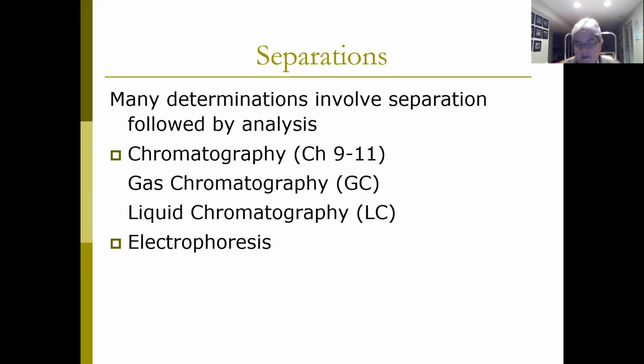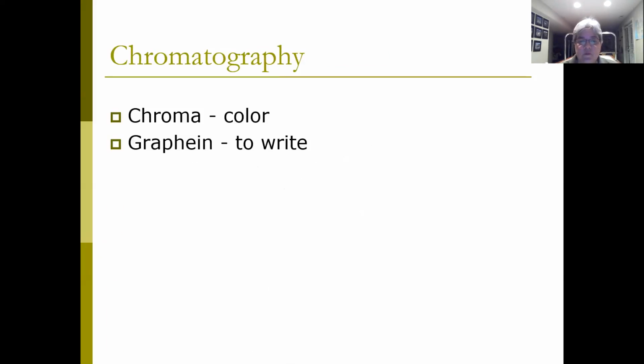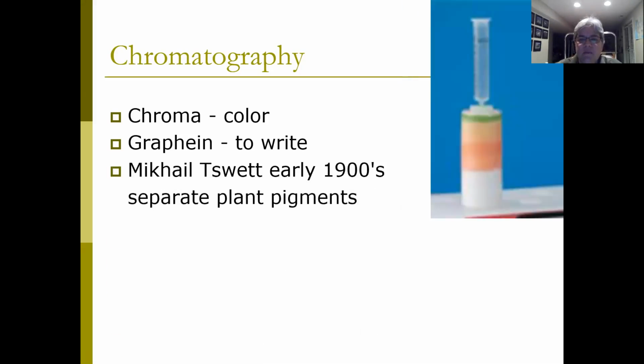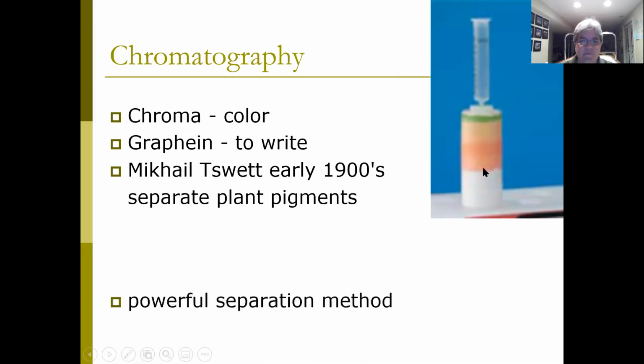Okay, so chromatography comes from 2 Greek words. Chroma means color and graphein means to write. So this word means color writing. It originally came from a Russian botanist. Botanists study plants, and he was trying to separate the pigments in the plant. So he took a column and packed it with calcium carbonate, and then he put a solution through it and he got these colored bands. So they called it color writing.